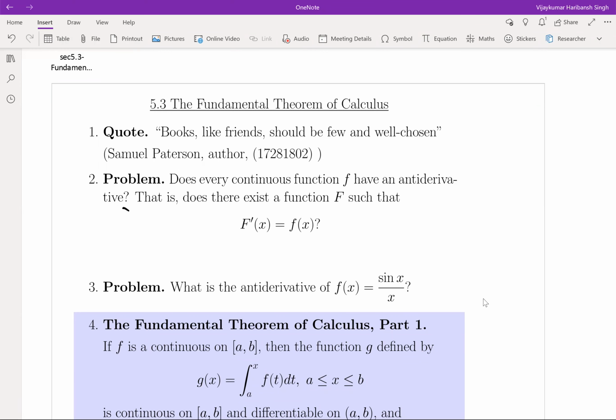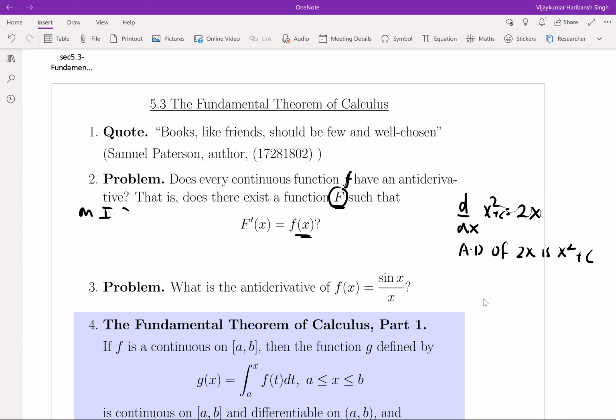Suppose you're given a continuous function f of x on an interval I. Then you're asking, does there exist a capital function F which is an antiderivative? What is the antiderivative? An antiderivative is a function F such that when you take F prime of x, you get back f of x. For example, the derivative of x squared is 2x, right? Then the antiderivative of 2x is x squared. Yeah, rather, you can have any constant here.